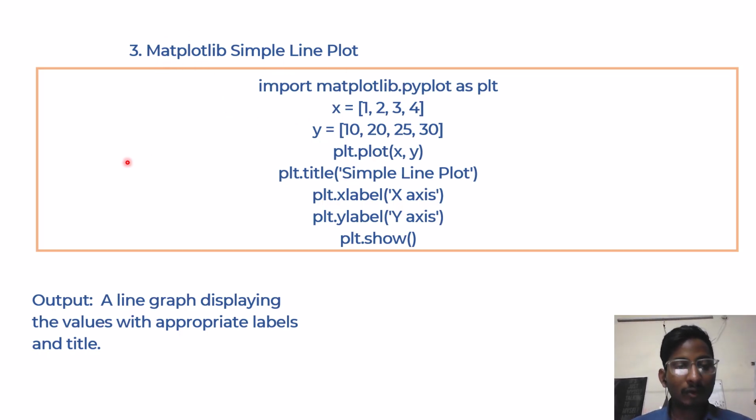Third is Matplotlib and simple line plot. Import the matplotlib module pyplot as plt. We declare two variables x and y, both initialized with some values. plt.plot with x and y makes a graph. Then plt.title simply line plot, plt.xlabel and plt.ylabel, and plt.show, which shows the graph. A line graph displaying the values with the appropriate labels and title.